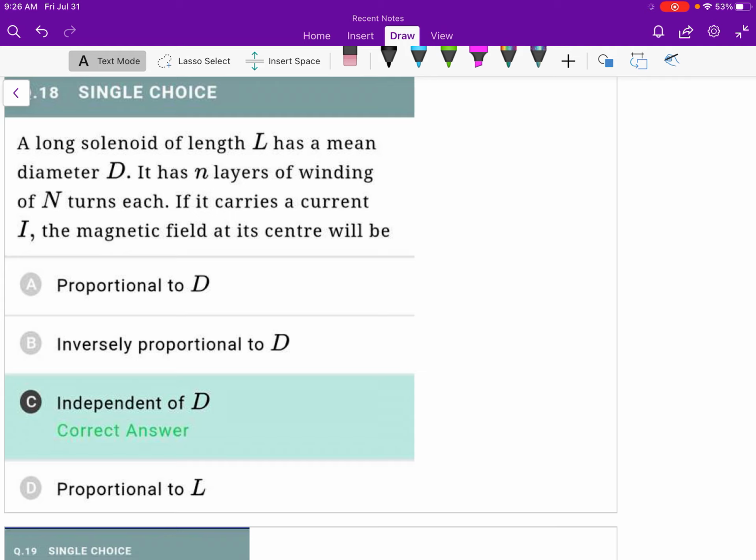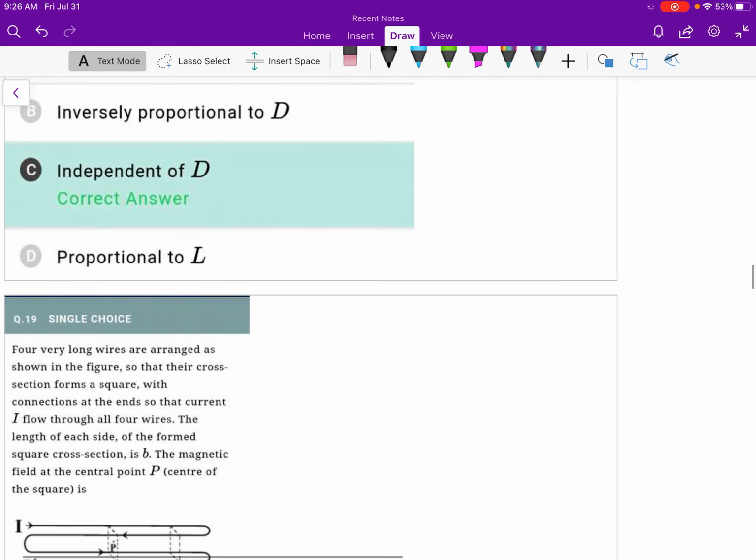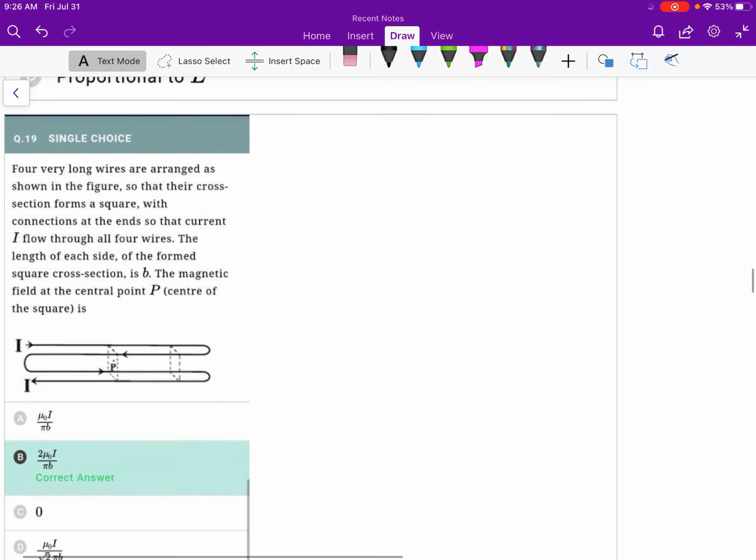Long solenoid, if it carries a current I, the magnetic field at its center. So the magnetic field at the center is mu naught n I. So it is independent of the diameter of the solenoid. It should be very small as compared to length, but it is independent of the diameter of the solenoid.